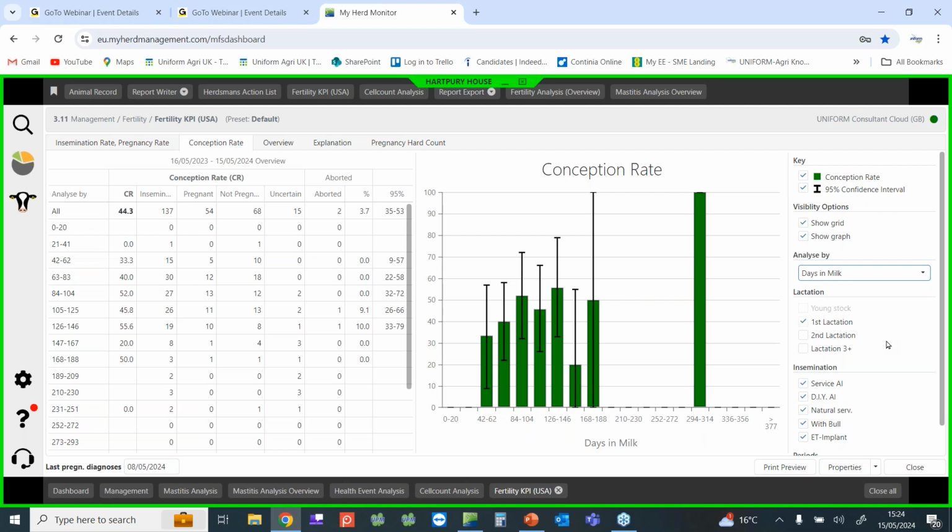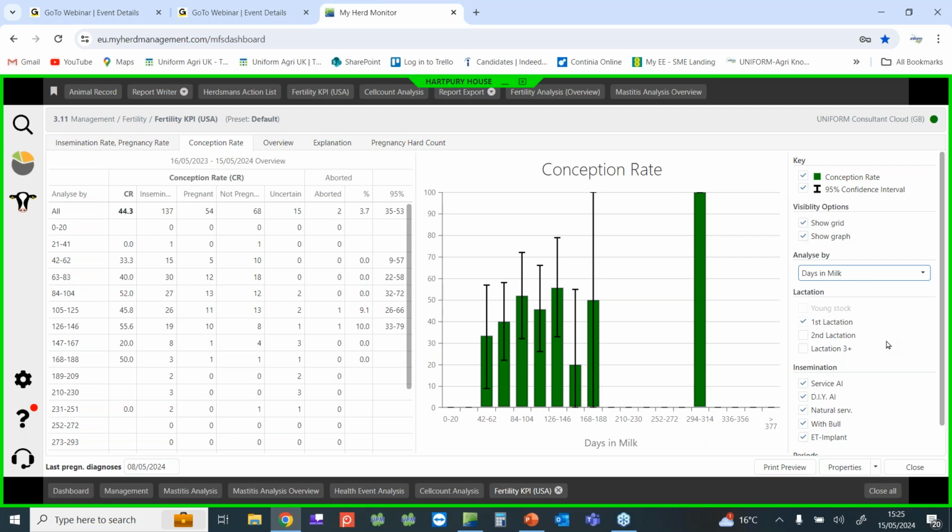So more to follow. I think we might have a couple of questions. The KPI report is on the on-farm program, and also on the professional one, so the vet copy and the farmer copy. Absolutely fine.